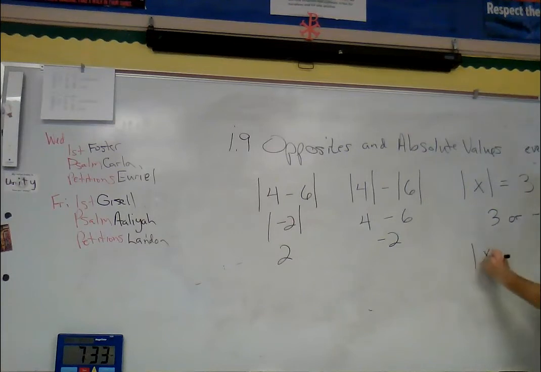Let's say it's 0. What number is 0 units away from 0? 0. So it's x equals 0. So if it's 0, 1 answer.